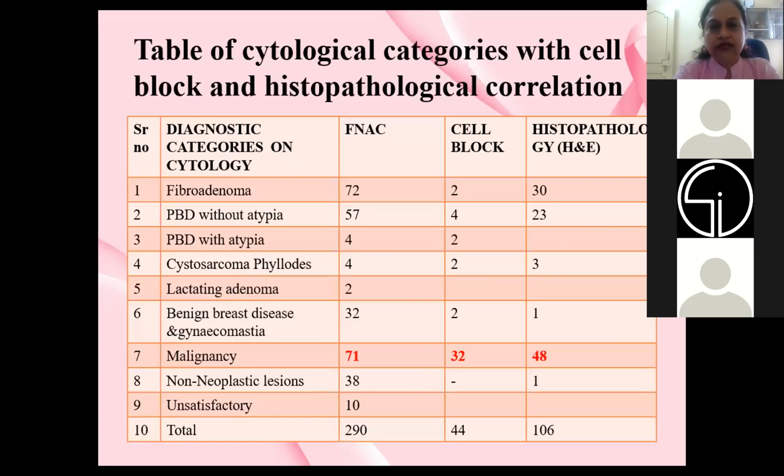Now in this table, the cytologically based diagnosis was divided into different categories, that is fibroadenoma, PBD without atypia, PBD with atypia, cystosarcoma phyllodes, lactating adenoma, benign breast disease, and gynecomastia, which form the major chunk of the cases, as you can see. Fibroadenoma, the benign condition, led in most of the cases of benign condition, and they had histopathology 30 cases. While malignancy, which was 71, had cell block correlation, that is 32, and histopathology was 48.